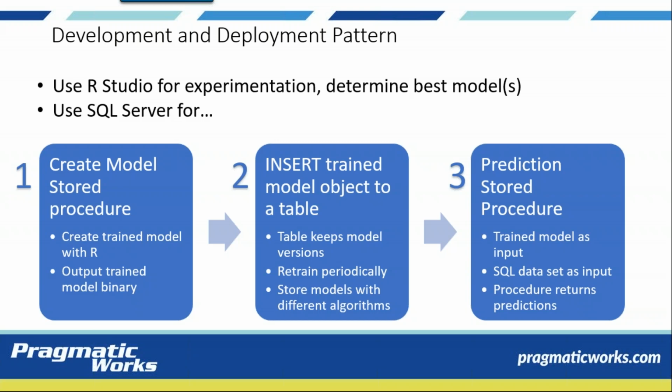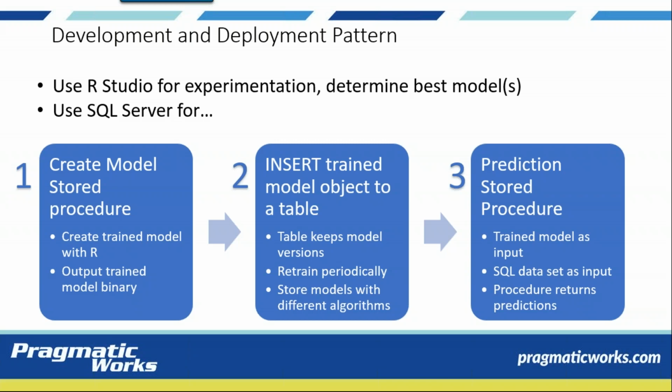We've built a couple models, and we figured out which one is the best, and we understand the model we want to use. After we figure that out, now we're going to switch over to SQL Server. There are lots of ways to do this, but what we're going to do today is start by creating a stored procedure, and that stored procedure will build a machine learning model with R. The output of this stored procedure will be the binary structure of that model.